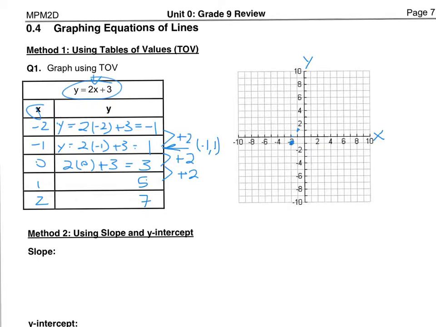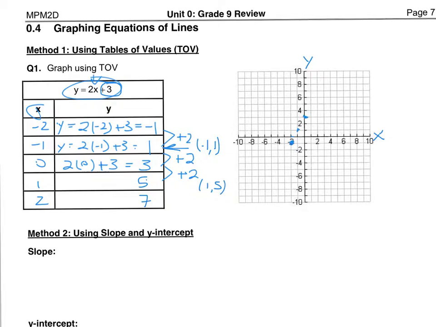0, 3, this is a special value. It's called the y-intercept. And you'll notice on the equation that the number by itself, that constant term, when we talked about our definitions a few days ago, that constant term is the y-intercept. So we have the y-intercept at 3. We then have 1, 5 for our next ordered pair. So 1 to the right and up 5. And then 2, 7. So over 2 and up 7.